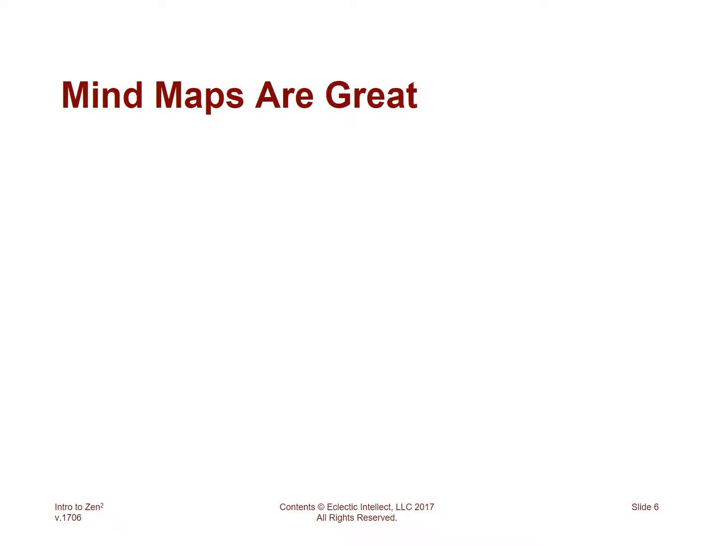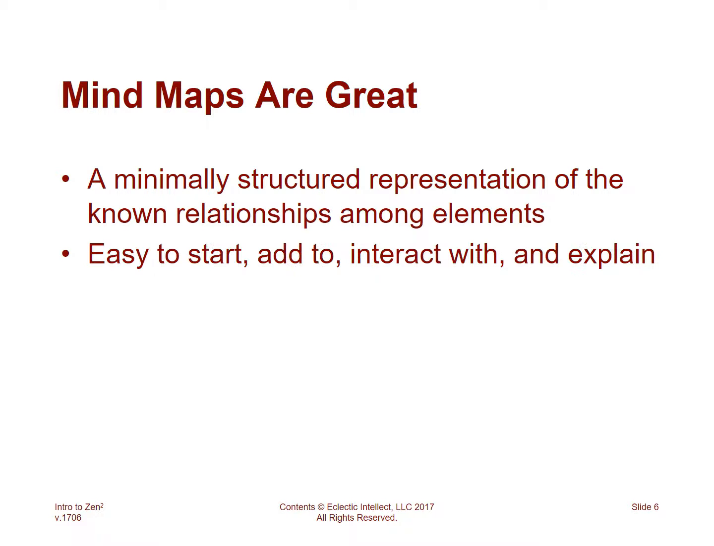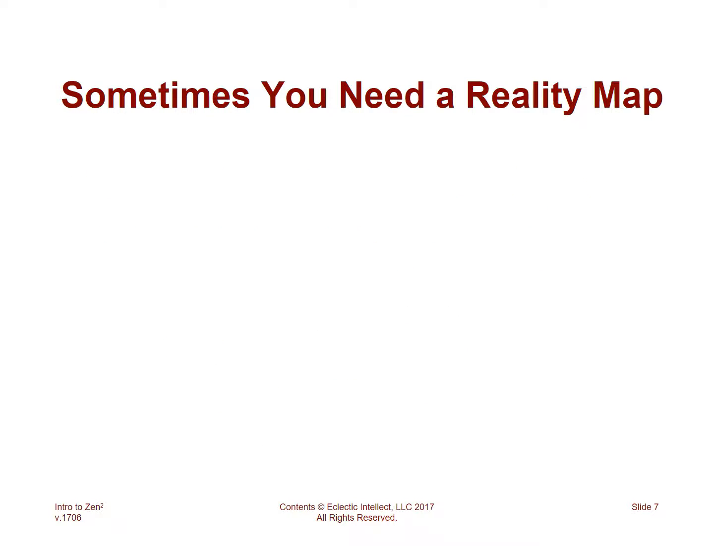So mind maps are a great way of seeing some of the relationships we look at, a minimally structured representation of the known relationships among elements. They're easy to start, easy to add to, interact with, and explain. A little simple graphic here on the slide gives you a sense if you can throw anything up there and start drawing lines between them. And it's a neat tool, and there's lots of great things about maps, but sometimes you need a reality map instead of a mind map.